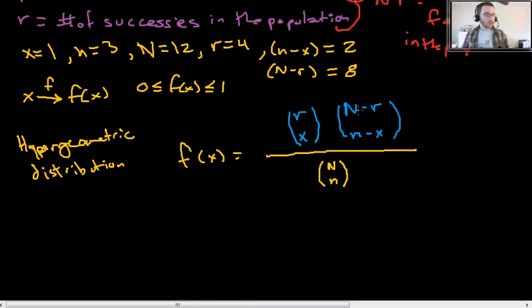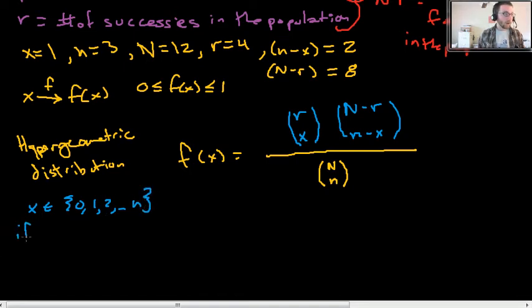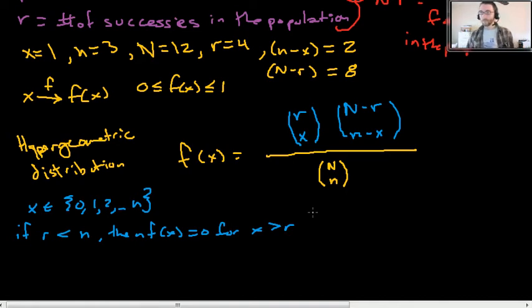All right, so this is a discrete distribution, as before. X, right? We can have 0 successes, 1 success, 2 successes, all the way up to little n. Although we should be careful because it may be the case that r is less than n. If r is less than n, then f of x is 0 for x greater than r. Right. Cool? Cool.